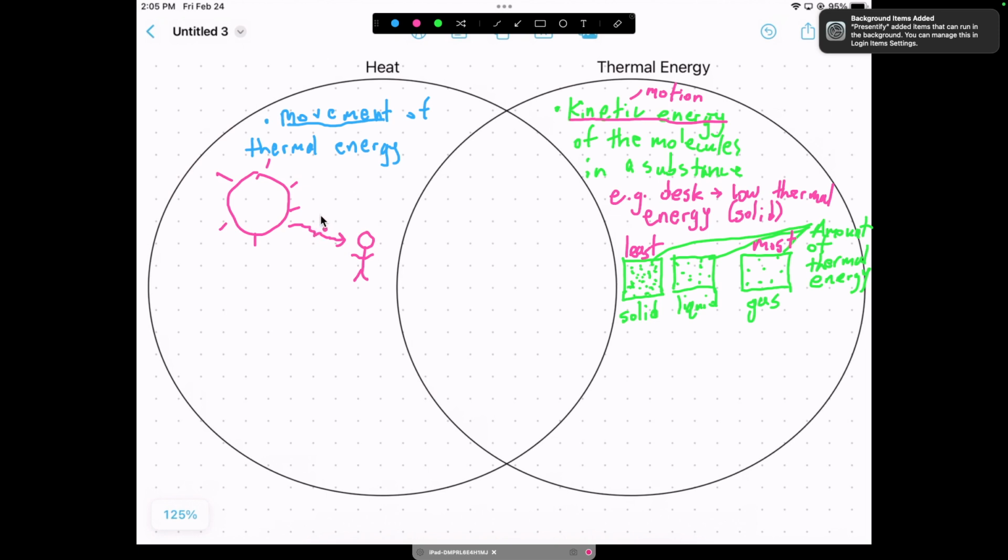So this is an example of heat. It's a transfer of thermal energy. Sorry, let me try that again. Heat. It's a transfer of thermal energy from the sun to the person. And that, by the way, would be radiation. That's one type. So I'm just going to go ahead and label that radiation.